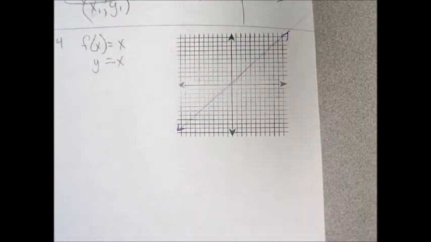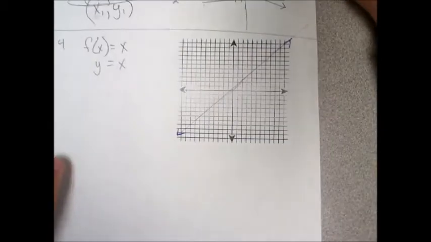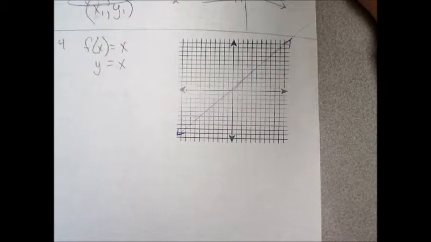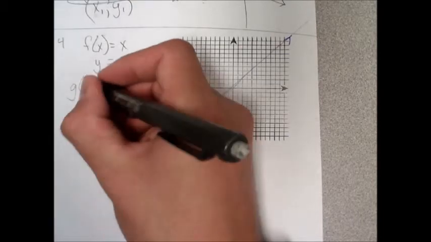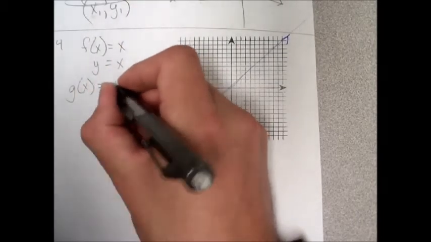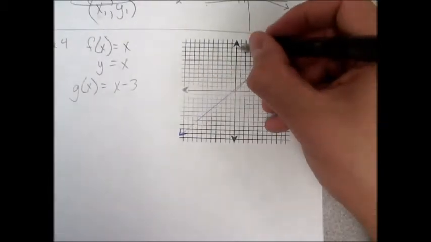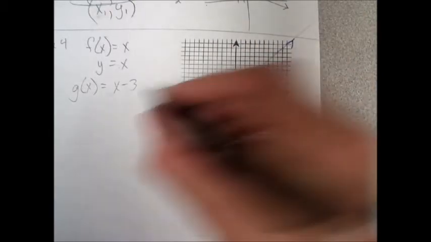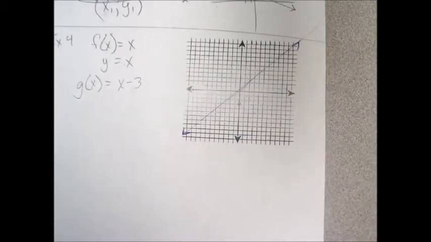Okay. If it adds to our function on the outside, okay, so if we see something that looks like this, g of x equals x minus 3, this shifts us along the y-axis. Okay, so this would move us down 3, okay, and it would still hold the same slope.